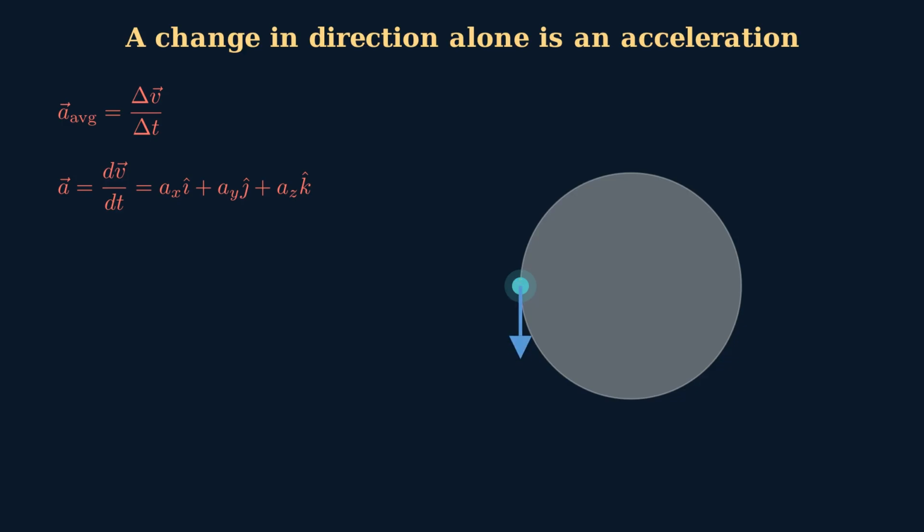Because velocity is a vector, and its direction is swinging around every second. A change in direction alone, with no change in speed at all, is still an acceleration. That's exactly what makes circular motion so interesting, and we'll come back to it. But first, the showpiece of the chapter, projectile motion.